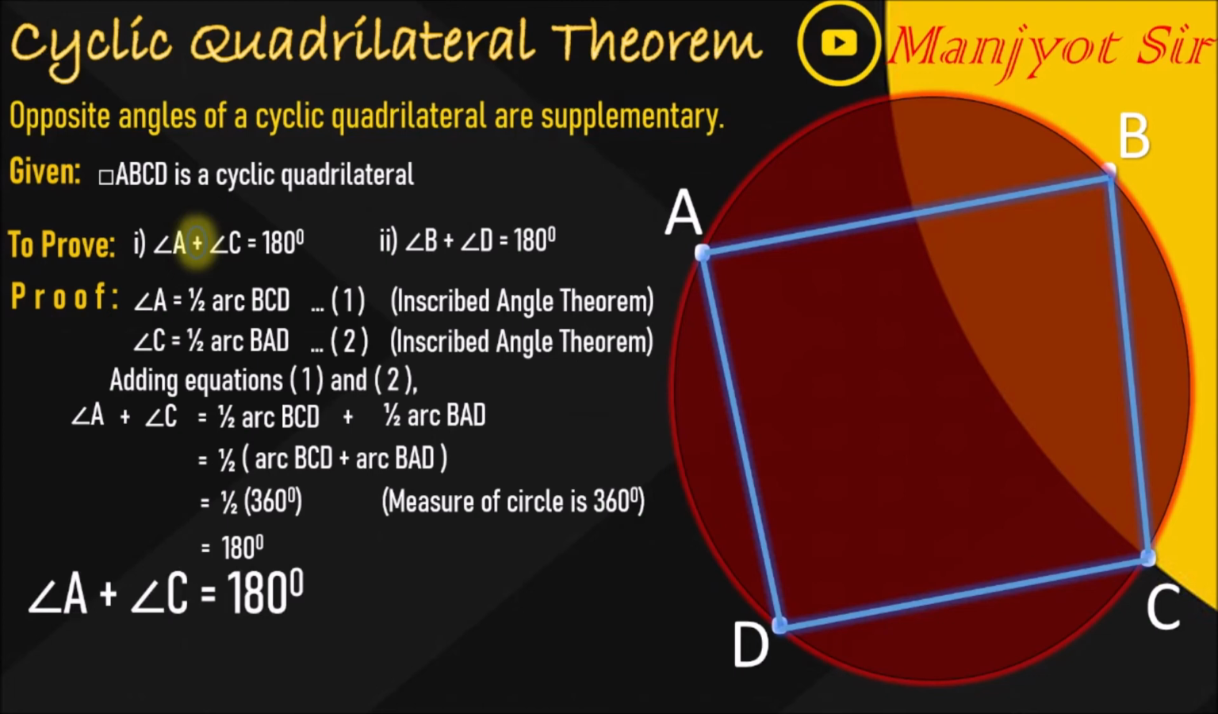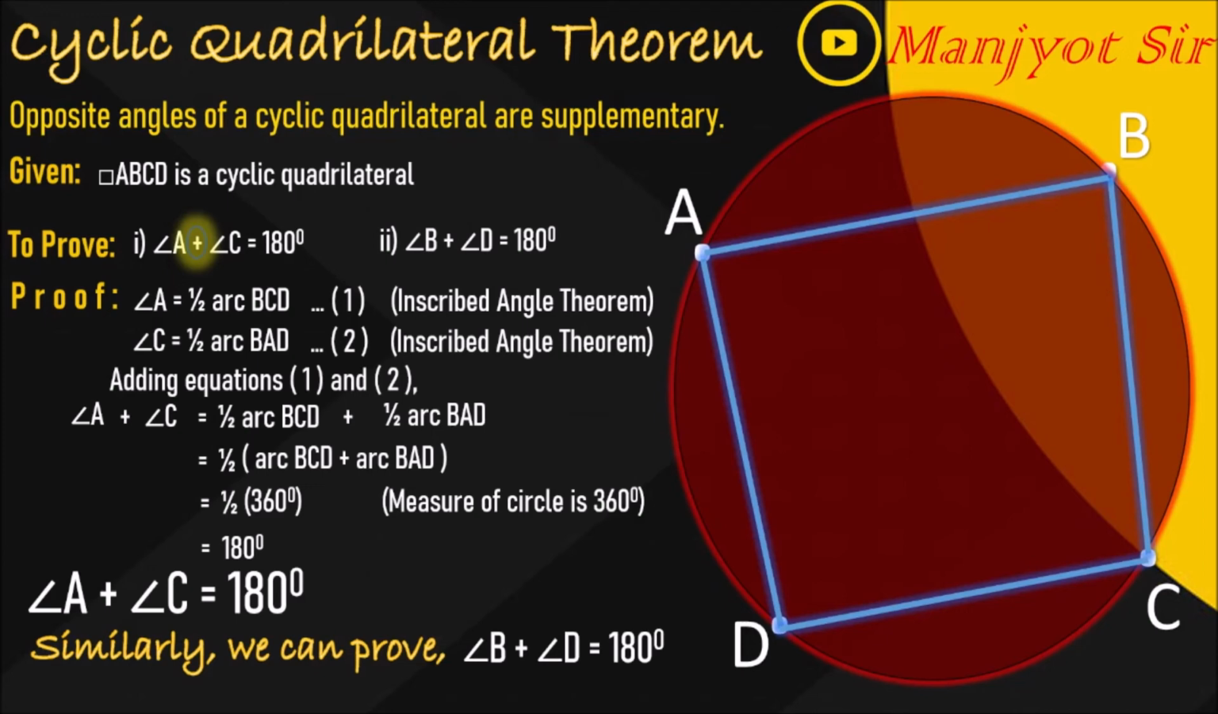Now you will say, sir, the second part is still remaining. Correct. You can just say, similarly, we can prove angle B plus angle D is equal to 180 degrees. In some books, they use the angle sum property of quadrilateral. You can use that too if you want. If you have doubt in that, you can just comment, and I will surely reply how we can use the angle sum property of quadrilateral to get the second part. Or you can simply write, similarly, we can prove angle B plus angle D is equal to 180.